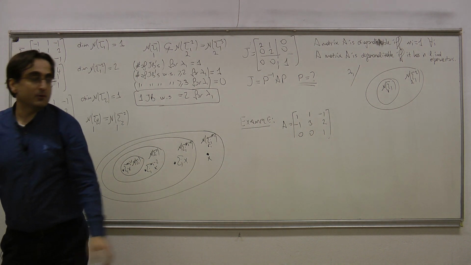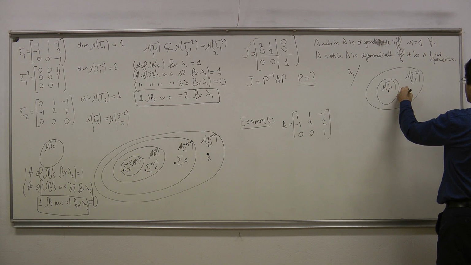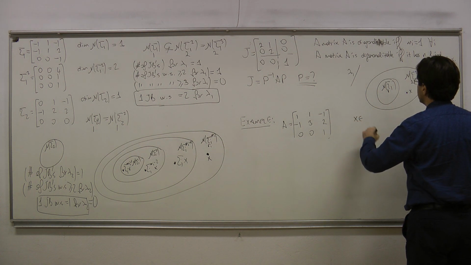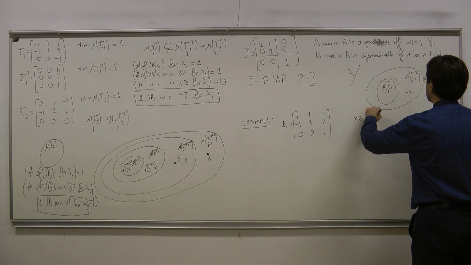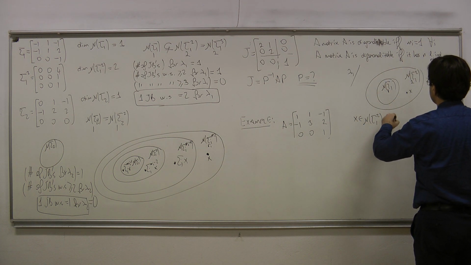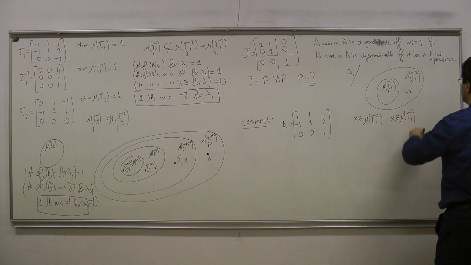So now let me find my chain of vectors. I know that the chain of vectors starts from the outermost disk. I need to find an x here. X is in the null space of sigma 1 square. It should be in the largest null space, but it shouldn't be in an inner space. X should not be in the null space of sigma 1.